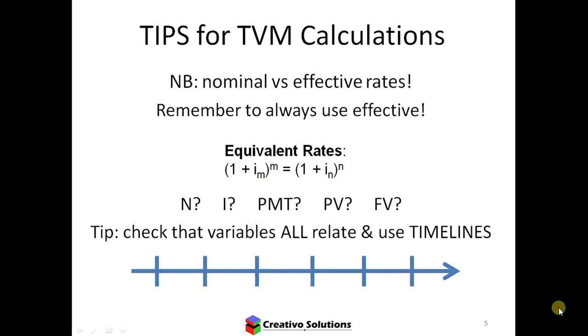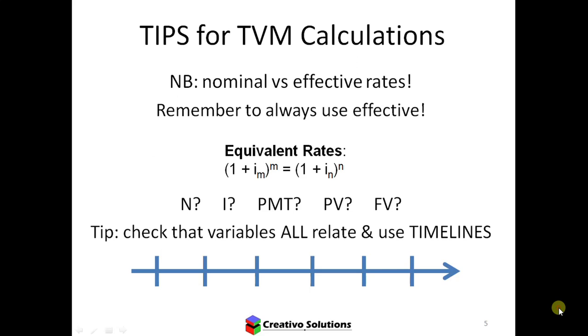So if you've got quarterly payments or quarterly dividends, or you've got a number of quarters, remember everything needs to be in line with the interest rate. Okay, your payment and your interest rate, both of those two variables need to relate. So I and PMT are vital when doing time value of money calculations.